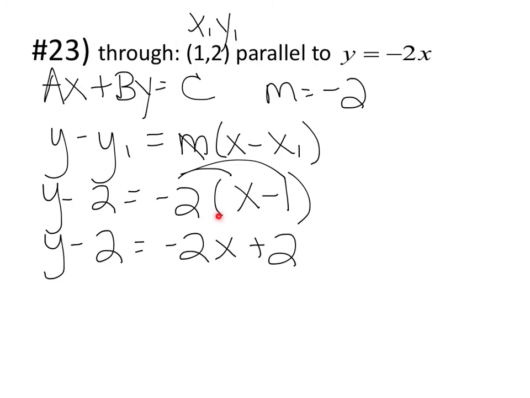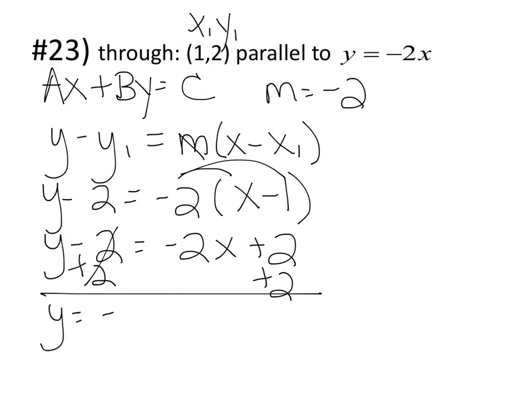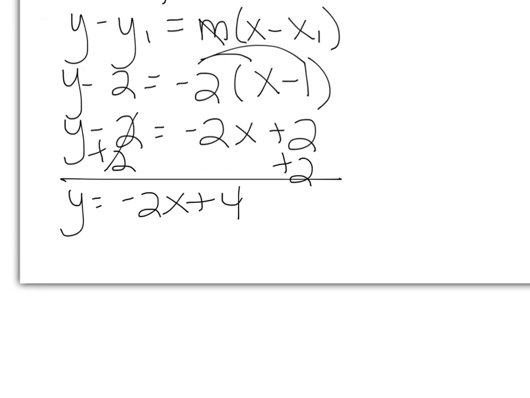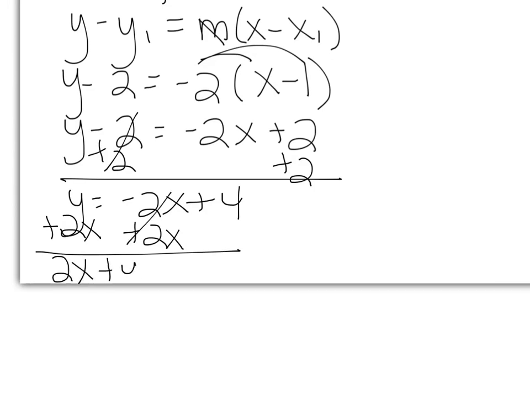Here we have a situation where my coefficient with x, which we know is my a value, is negative. So I want to move my x to this side because that will make it positive. But first I'm going to go ahead and move my constant. So I'm going to add 2 to both sides, giving me y equals negative 2x plus 4. And then I'm going to add 2x to both sides to get my x's and y's on the same side, which leaves me with 2x plus y is equal to 4. And I am in standard form at that point, so I'm good.